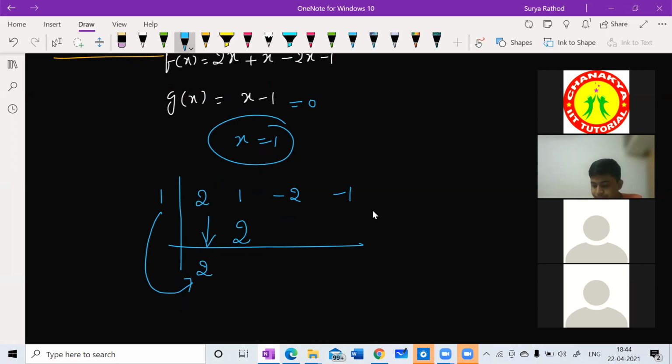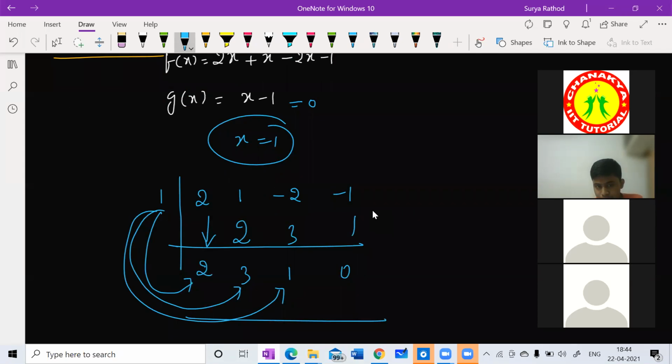I'll be adding these two, 1 plus 2, 3. Again 1 into 3, 3. I'll be adding these two again, 3 minus 2, 1. Again 1 into 1, 1. So the remainder is 0. By using the long division method, you will also get remainder 0. Getting my point? Any doubt here?